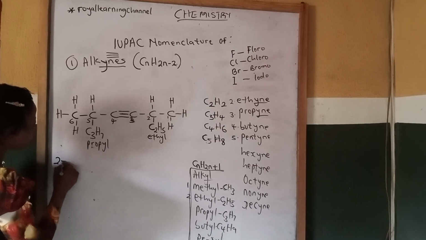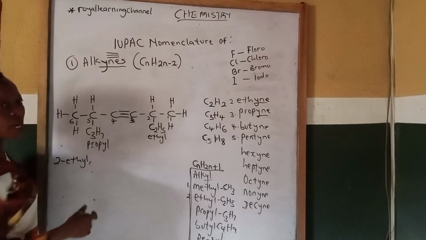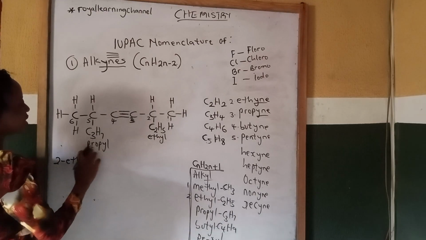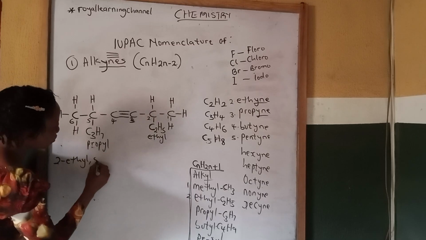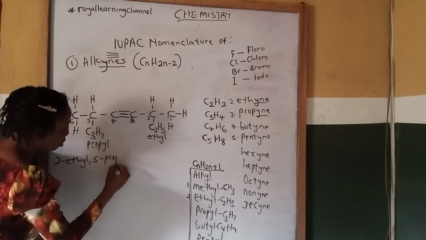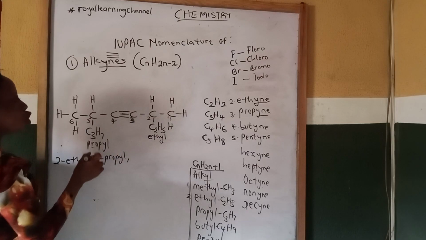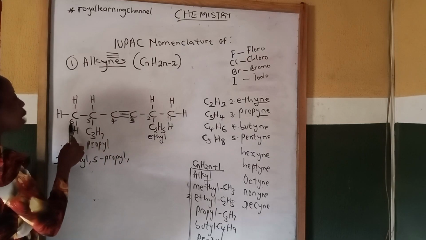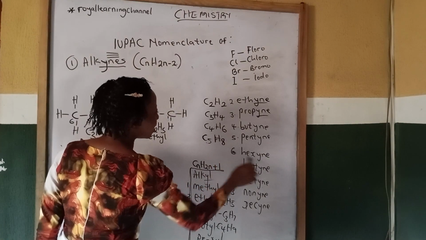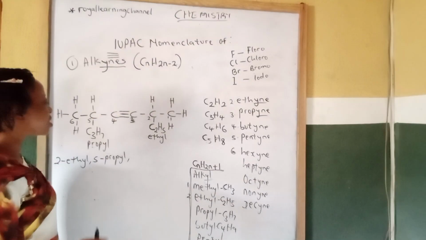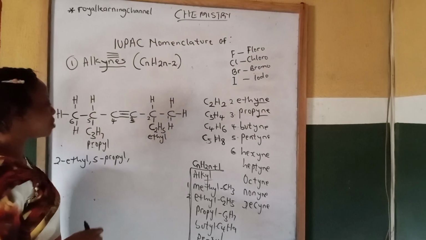So we call it 2-ethyl, comma. Since they are not the same, we cannot bring them together. 2-ethyl. Then propyl is on the fifth carbon atom, number 5 carbon atom. So we call it 5-propyl. Then you name your root hydrocarbon. Alkyne with 6 carbon atoms. Alkyne with 6 carbon atom is what? Is hexyne.